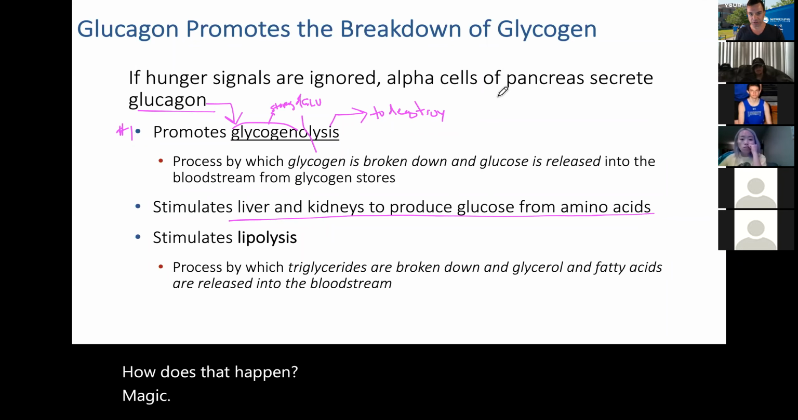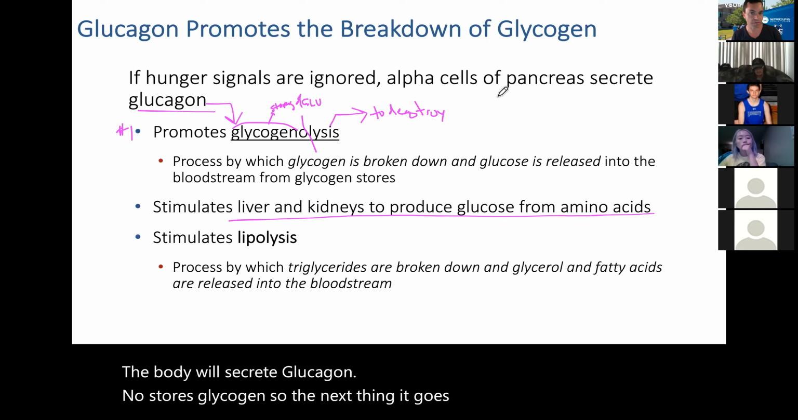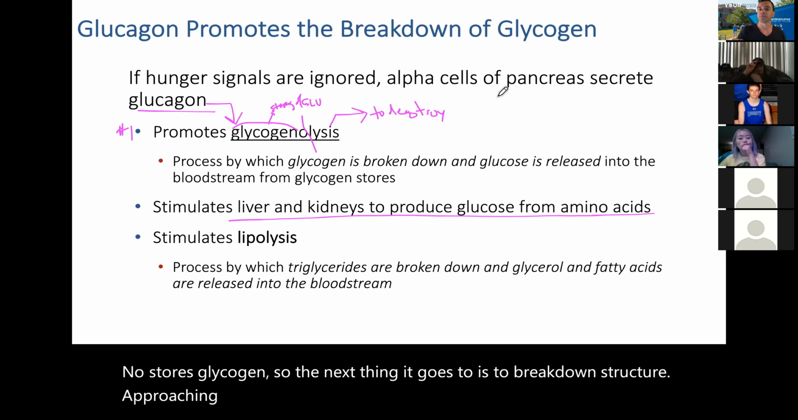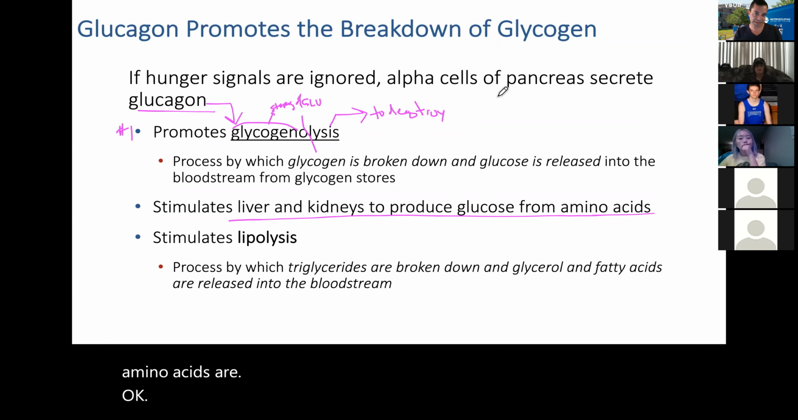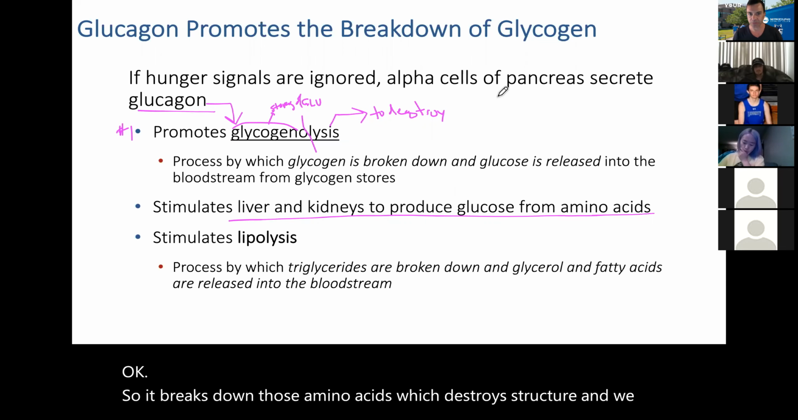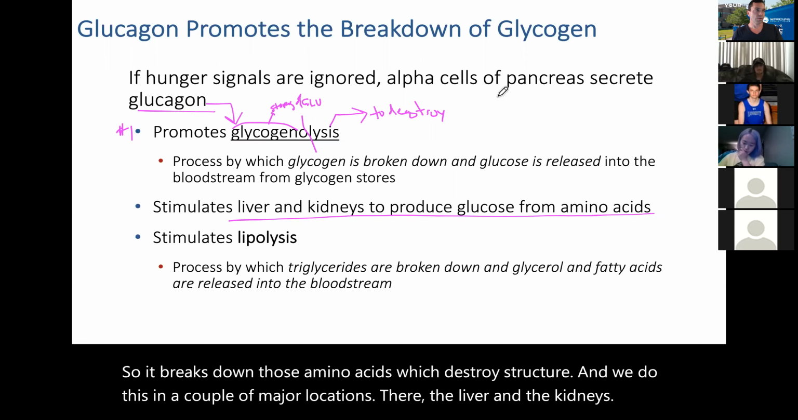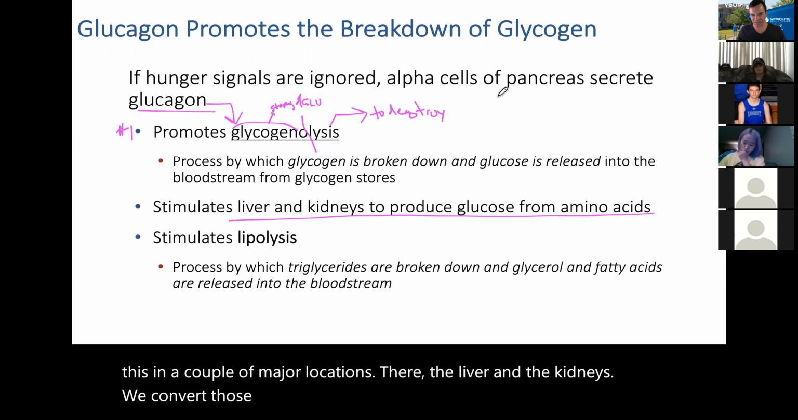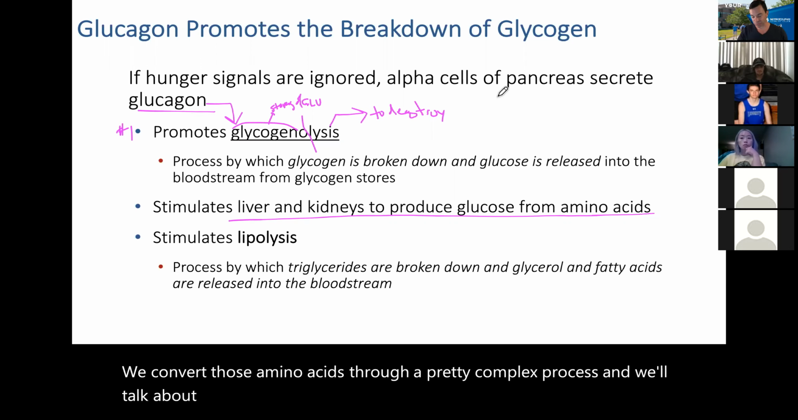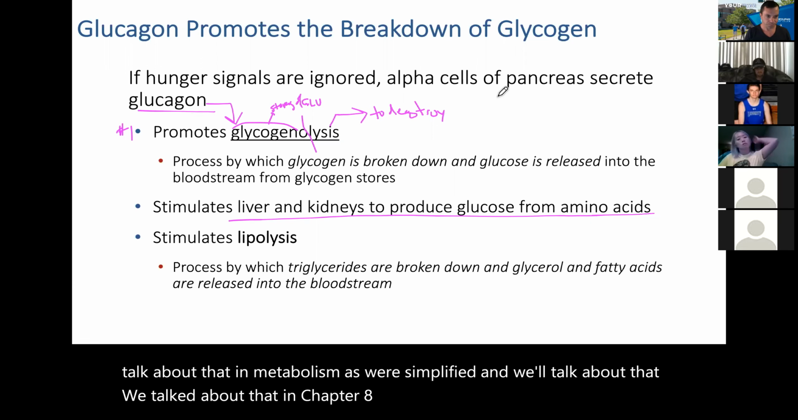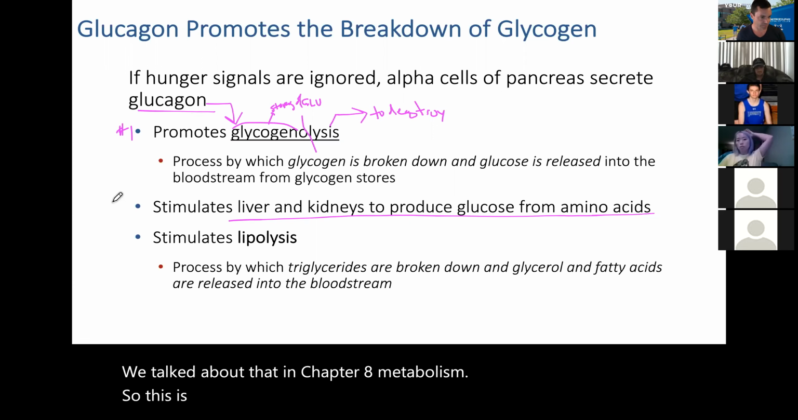The body will secrete glucagon, no stores of glycogen. So the next thing it goes to is to break down structure. Protein. Amino acids are proteins. So it breaks down those amino acids, which destroys structure. And we do this in a couple of major locations, the liver and the kidneys. We convert those amino acids through a pretty complex process, and we'll talk about that in chapter 8, metabolism. So this is the second thing it does.